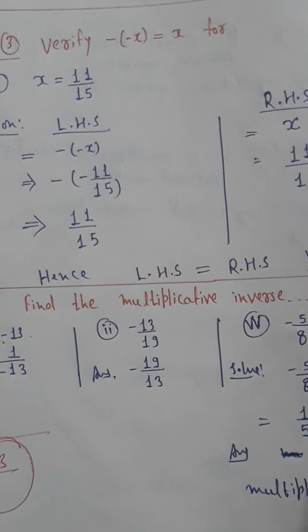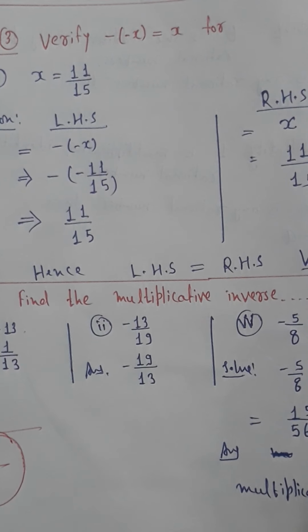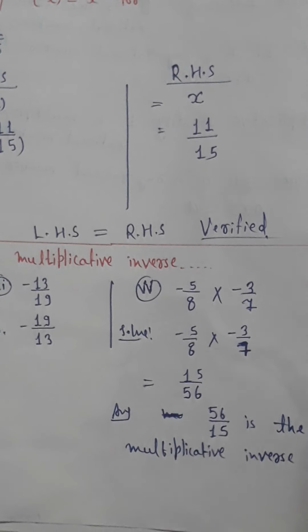Then the same as the next question. Minus 13 upon 19 is there. So the reciprocal of minus 13 upon 19 is minus 19 upon 13.